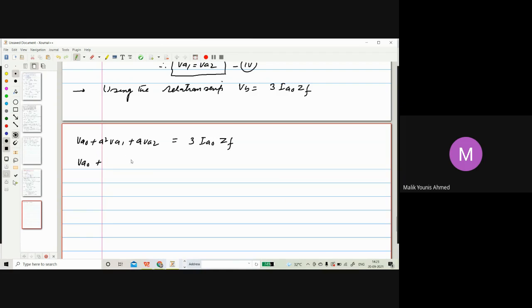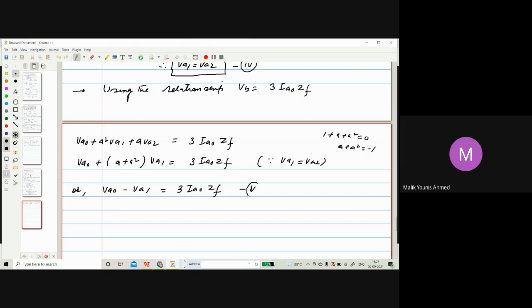what we can write here? We can write a plus a squared times VA1, that is equal to 3IA0 ZF. Why have we written this? Because we have just proved VA1 is equal to VA2. So we know the relationship 1 plus a plus a squared is equal to 0, so a plus a squared will be equal to -1. So we can definitely write that. Here, this equation becomes VA0 minus VA1 will be equal to 3IA0 ZF. Let us call this equation 5.